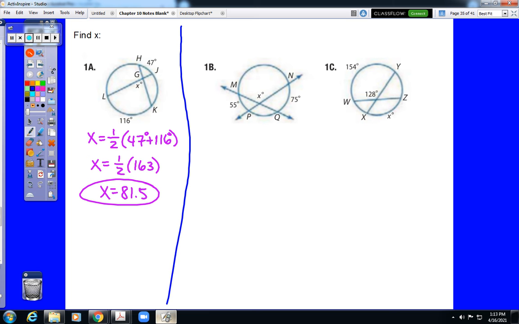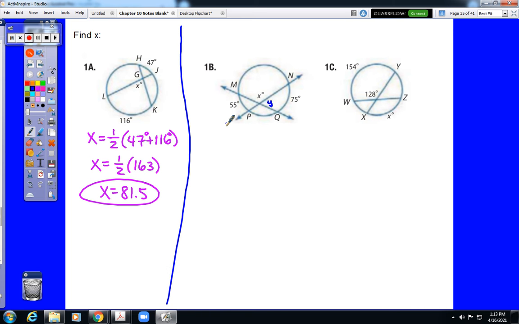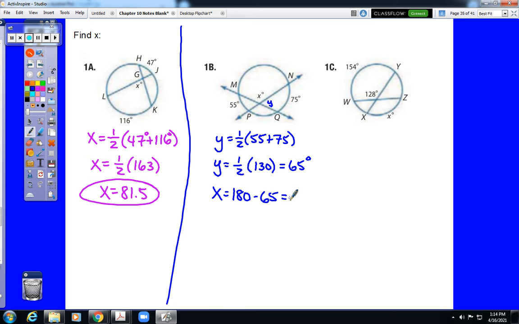On letter B, we can't find x, so we find y instead. So y would be half of 55 plus 75, meaning that y is half of 130, which would be 65. But y is not what the problem asked us for. It asked us for x, which is the supplement of y. So we do 180 minus 65, and we get x is 115.